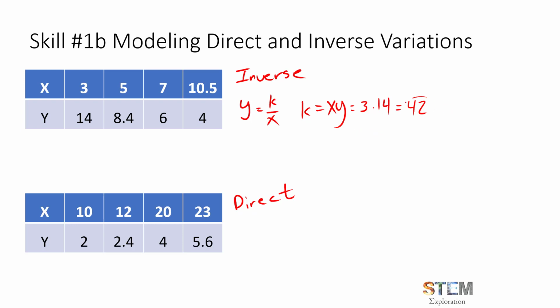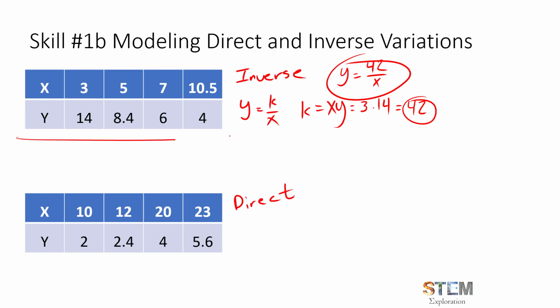But if you know the constant of variation is 42, you just plug that in for k, and your inverse variation is just y is equal to 42 all over x. This is the equation that models whatever this data represents. It's that simple to create a model for that specific situation.